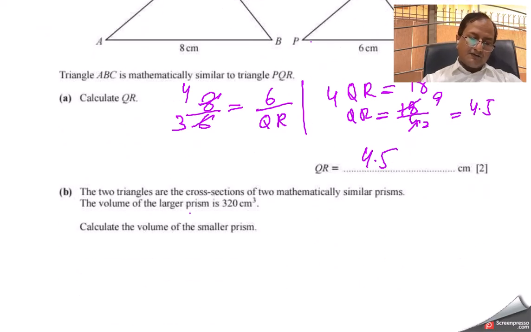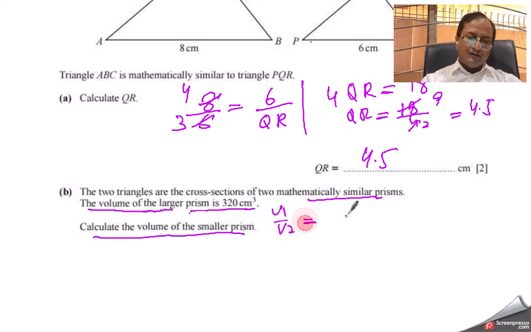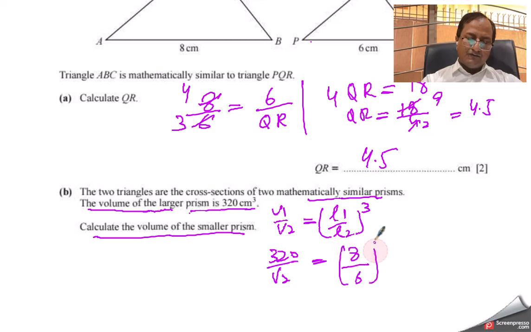Okay, here we have two prisms whose cross sections are mathematically similar. The volume of the larger prism is 320 centimeter cube. Calculate the volume of the smaller one. The larger one is 320. We have the formula V1 by V2 equals the whole cube of H1 by H2. For the larger one we have the volume 320. We are supposed to find the smaller one, V2, and for the larger one we have 8, and for the smaller one we have 6, then whole cube.